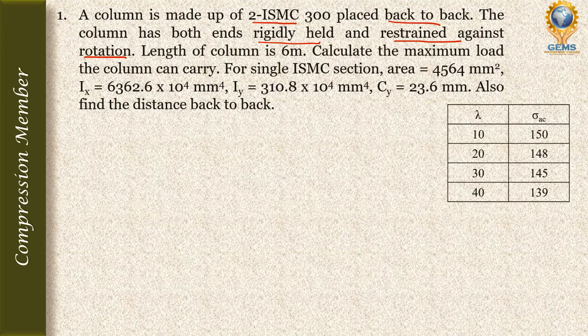For a single ISMC section, area is 4564 mm square, Ix is 6362.6 into 10 to the power 4 mm power 4, Iy is 310.8 into 10 to the power 4 mm power 4, and Cy is 23.6 mm. And also find the distance between back to back.